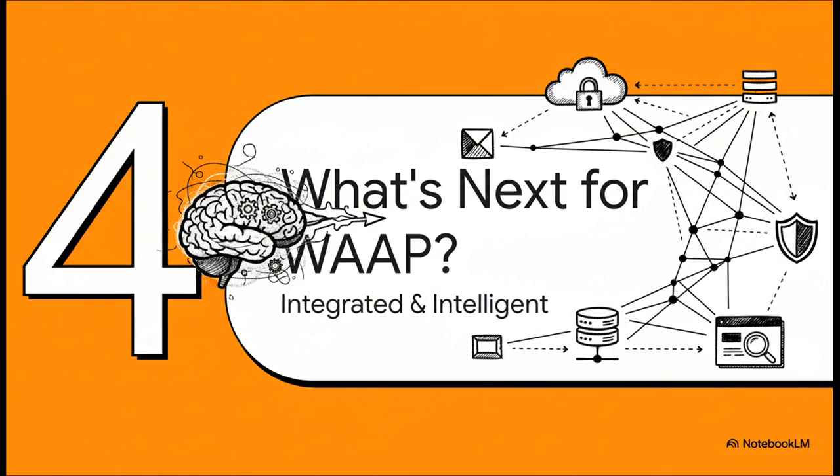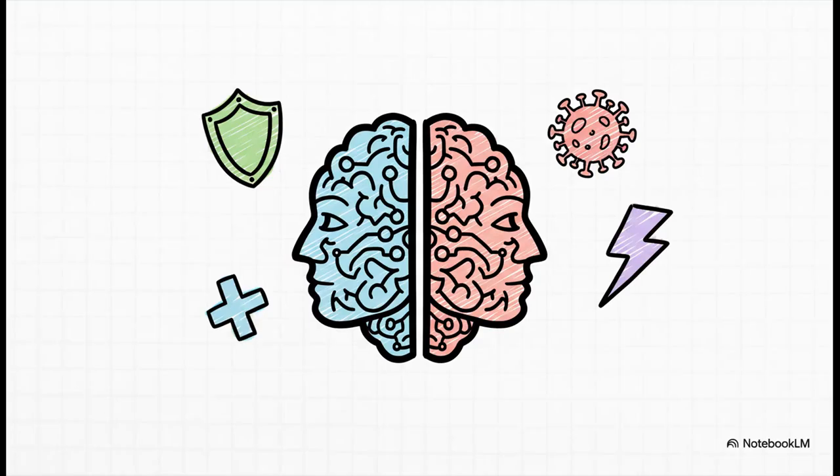So, with all these things pushing the market, where is this technology actually headed? Well, the future of WAAP is all about getting smarter and way more connected to the rest of your security setup. A huge piece of that future is generative AI, and it's a real double-edged sword. Security vendors are using AI to build way smarter defenses, which is great, but at the same time, attackers are using it to create brand new, sophisticated attacks.